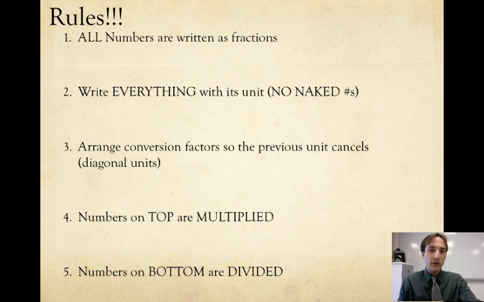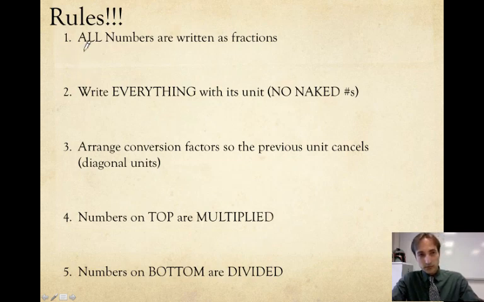Rule number 1, all numbers are written as fractions. Okay, all numbers are written as fractions. What that means is if I give you an equality, let's say you're dealing with kilograms, and you're having to go to grams, we know that 1 kilo is equal to 1,000 base units, or 1 kilogram is equal to 1,000 grams. So when we're doing dimensional analysis, this would be written as a fraction. That means it would get written this way.